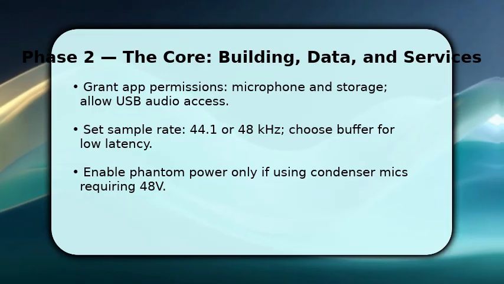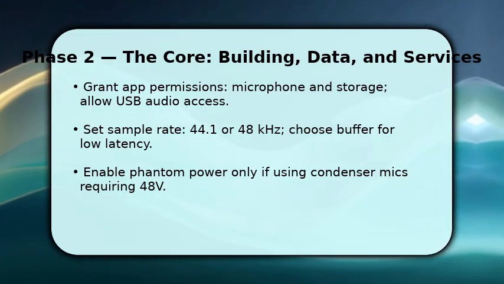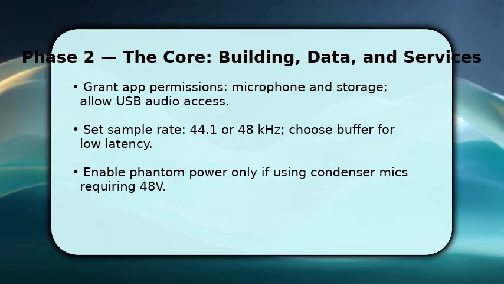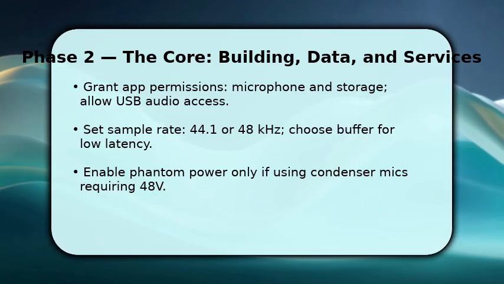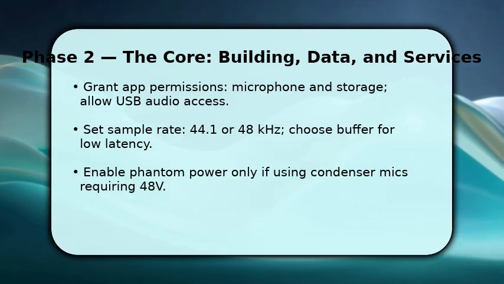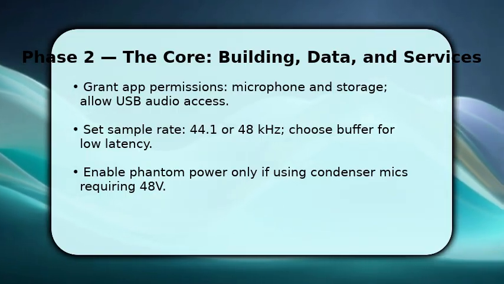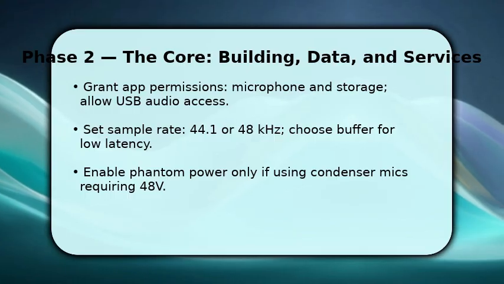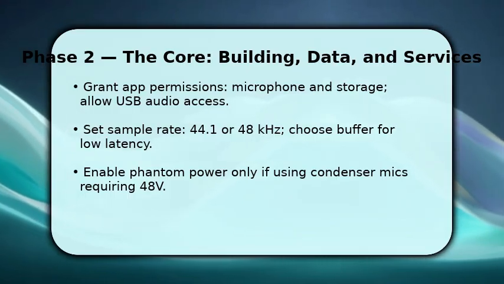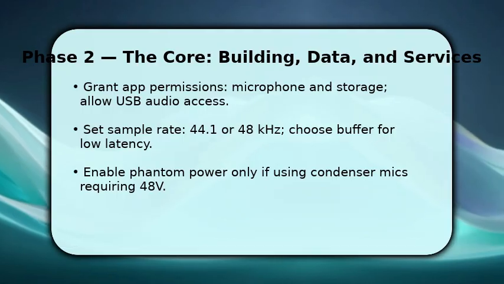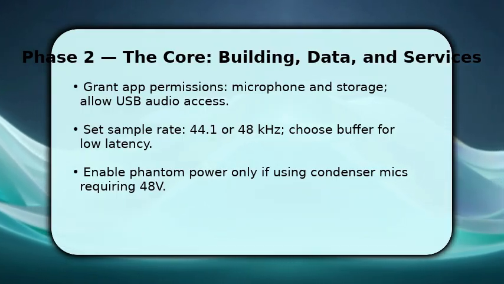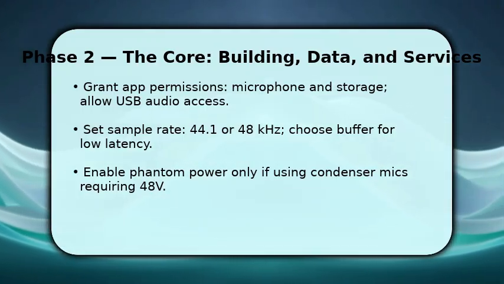Next, set the sample rate to 44.1 or 48 kHz depending on your project, and select a buffer size that balances latency and stability, lower for monitoring, higher for recording stability. Make sure phantom power is off unless you use a condenser mic. If so, enable 48V. Then assign inputs in the app, arm the track, and enable direct monitoring, so you hear the signal with minimal delay.